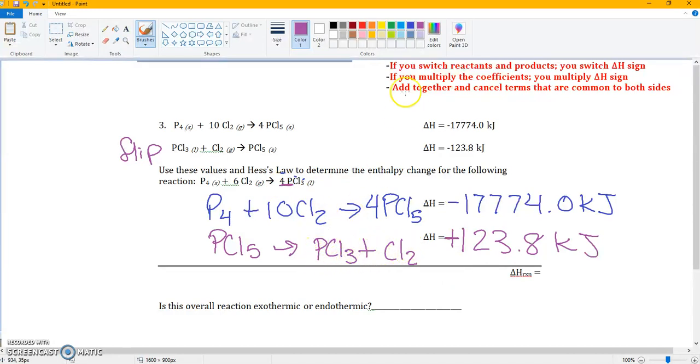If I look up here, it says that I want 4 PCl3s, and in my equation I only have 1. So I'm going to go through and I'm going to multiply my equation by 4 so that I have the desired amount of PCl3s. And according to Hess's law, my second rule, if I multiply the coefficients, I have to multiply the delta H, because now more energy is going to be released because there is more of it. So I'm going to multiply that by 4.